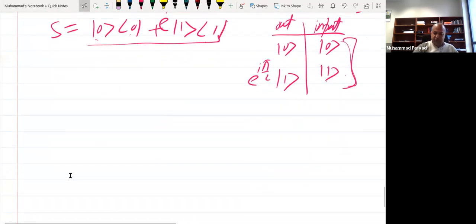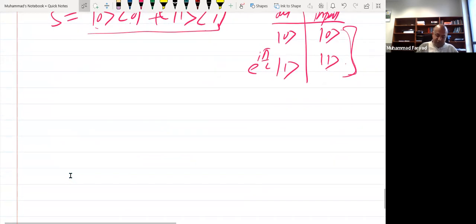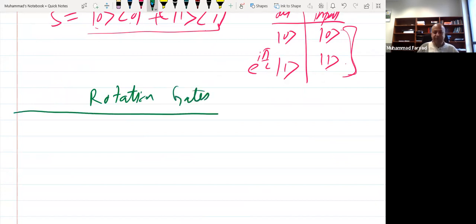Good. So since we are talking about these 1-qubit gates in detail, let me introduce a couple of other gates which are actually very important. Actually since all gates are rotation gates anyway, even though some people call these rotation gates, all gates are rotation gates in essence, because they don't change the magnitude of the state, they only change different weights.